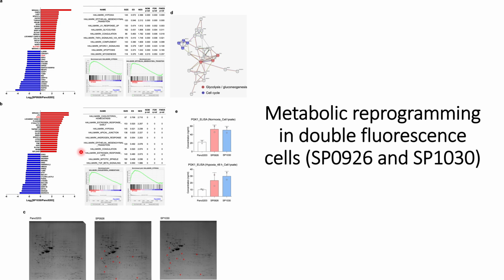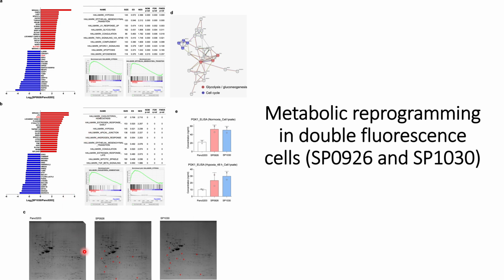Based on this RNA transcriptome analysis, they are able to understand that when the pancreatic cells or fluorescence cells have these migration properties, then the hypoxia and EMT pathways are mostly upregulated. Whereas when the cells have these tumorigenic properties, then cholesterol homeostasis and hypoxia conditions are mostly upregulated.